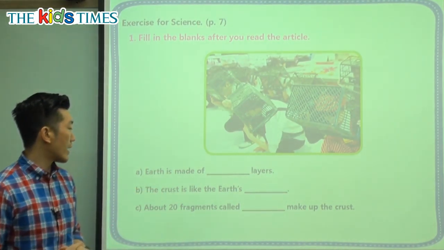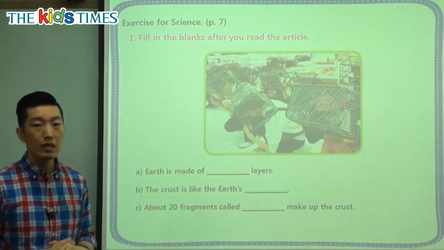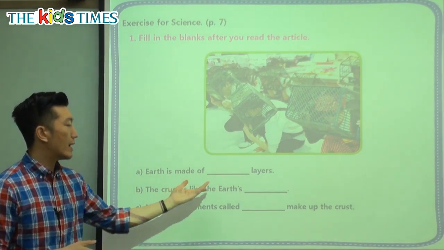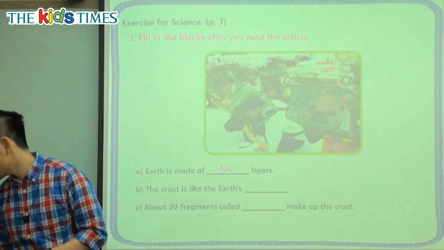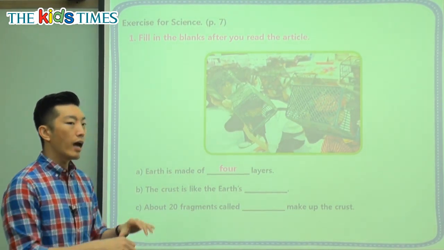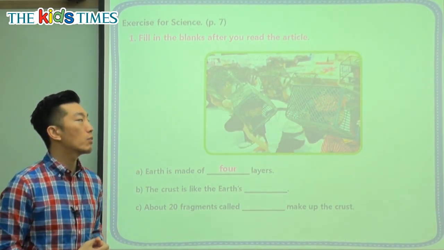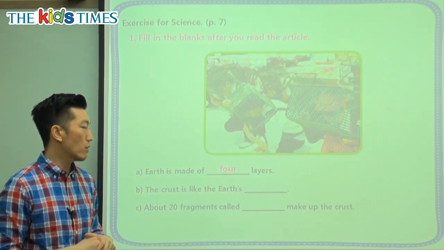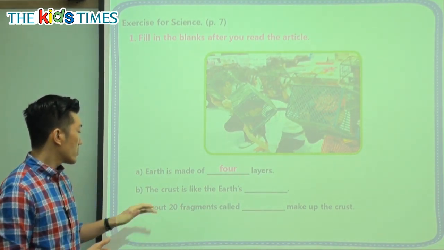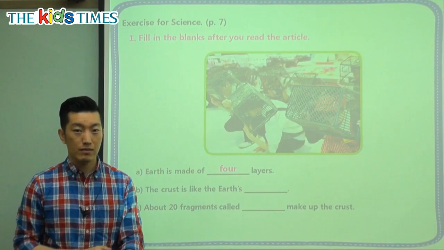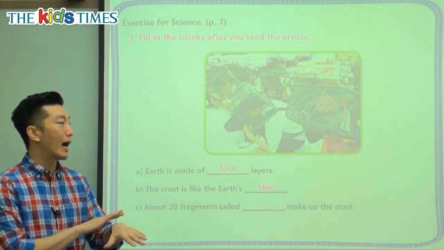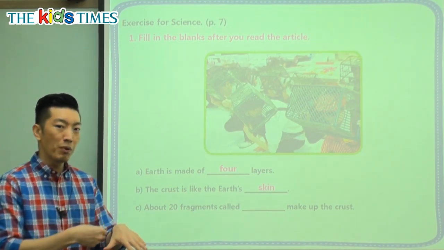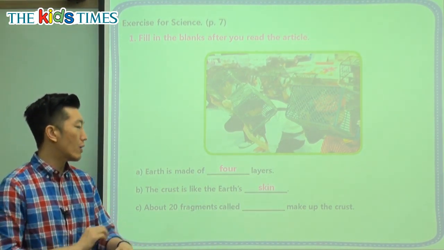Let's look at question A. Earth is made up of layers. What kind of layers? How many layers? Do you remember? Is it two layers? Four layers, okay? And the outermost top layer where the plates move is called the crust. Remember that. The crust is like the Earth's skin. So it's the outermost layer. It's not like the bone where it's inside, but the skin is the outer layer.